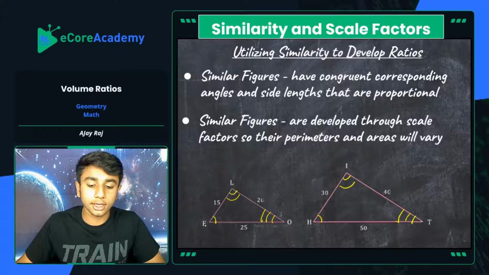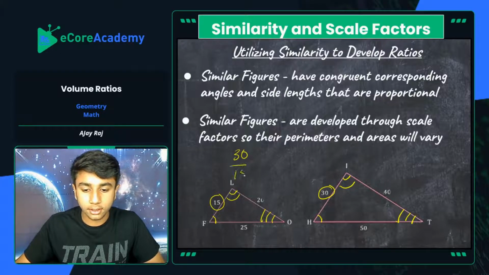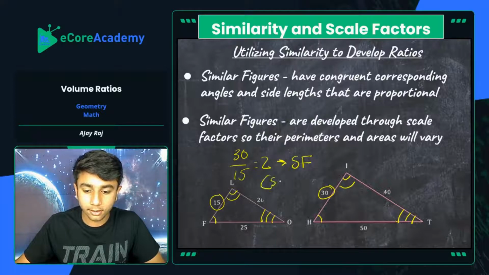And of course, if we look at our side lengths, at side length FL, we have 15 here and 30 here at HI, corresponding sides. If we divide them, 30 over 15 equals 2. That means that is our scale factor. So it's SF, or scale factor.